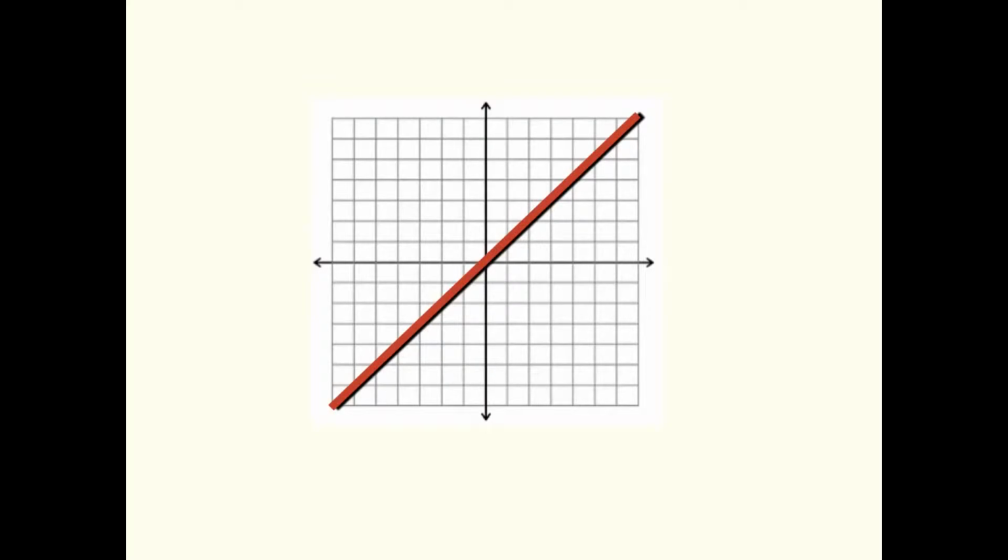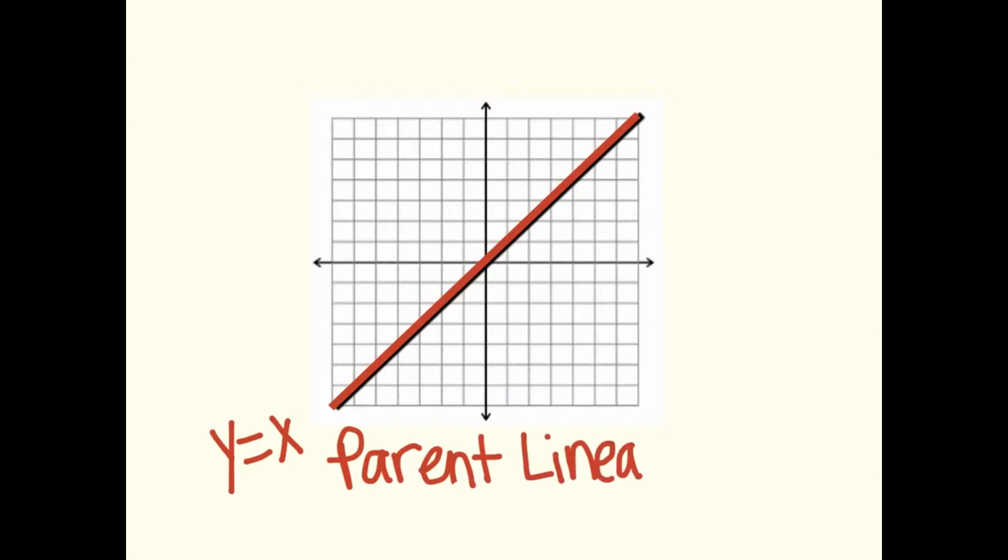This line here is our y equals x line. It's also known as the parent linear function. Hopefully you've actually seen this line before. If you haven't, it's just a line that crosses the origin and has a slope of 1, up 1 over 1.